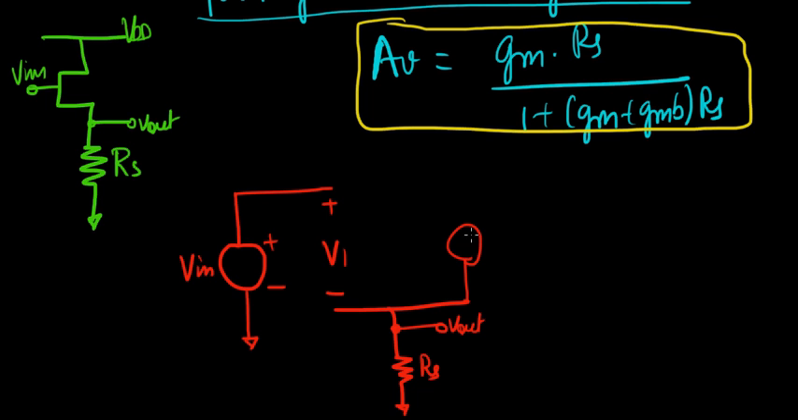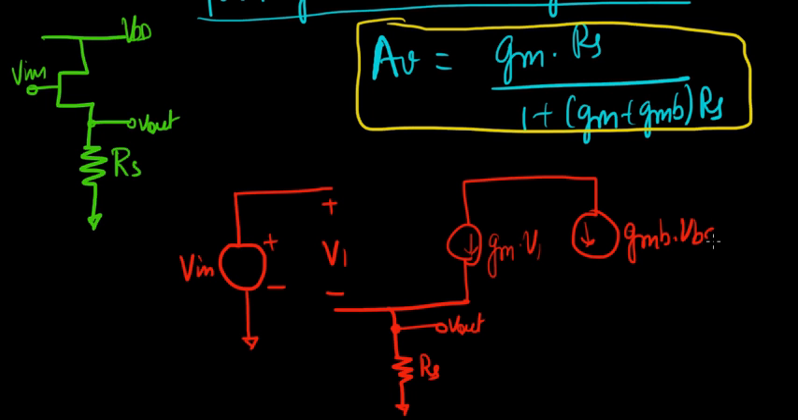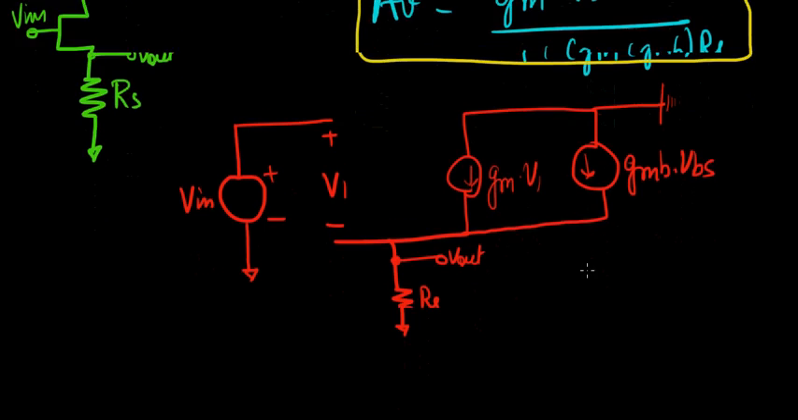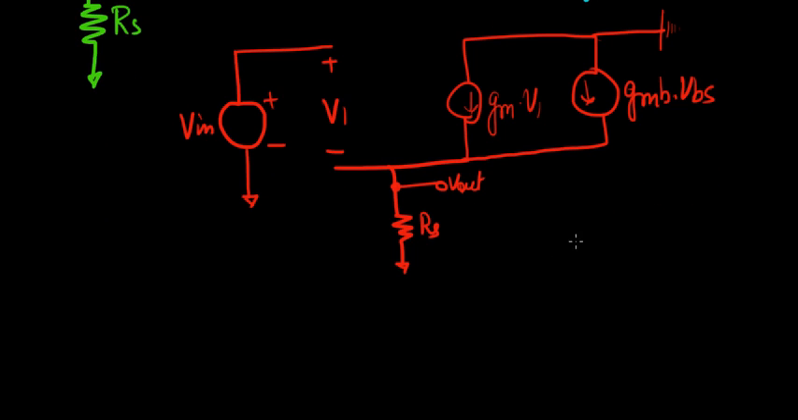And here we have a current source driving GM times V1 amount of current, and here another GMB VBS amount of current. We're considering GMB. We generally don't do that, but now we're considering it because we have GMB in the gain equation itself. So we better not ignore that. Pretty simple, isn't it? So from here, let's derive the gain equation.